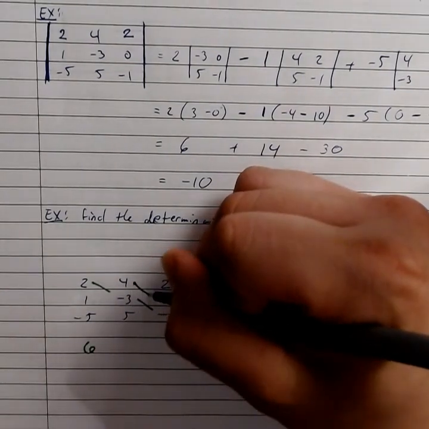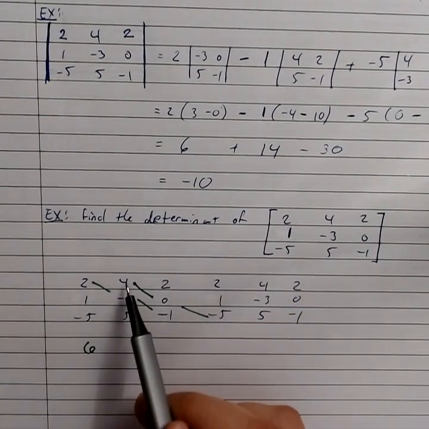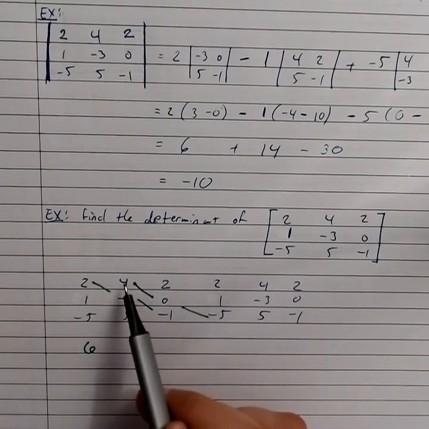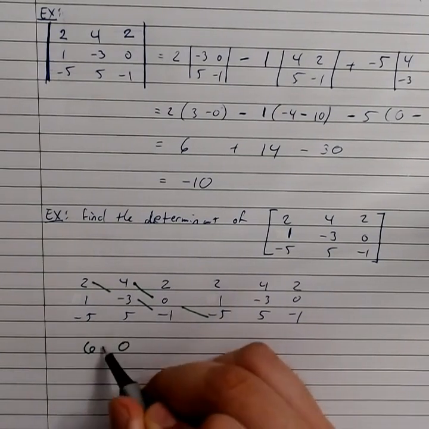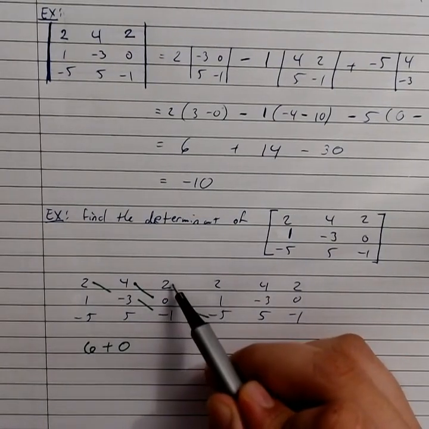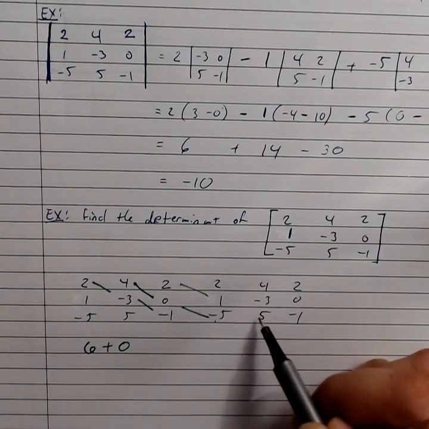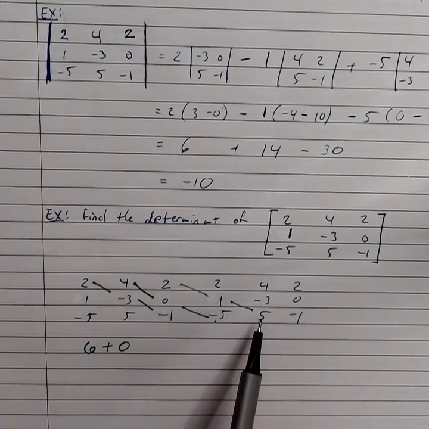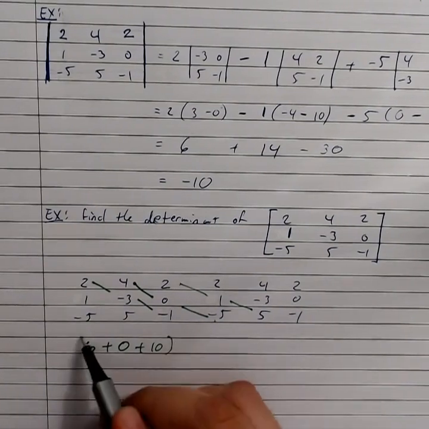So we're going to take 4 times 0 times negative 5. Notice, starting from this number, down and over, and then again down and over. All right, well, 4 times 0 times negative 5, that's just going to be 0. And we're adding those numbers. And then we're going to do it one more time right here. Starting from this number, down over 1, and then down over again. So that's going to be 2 times 1 is 2 times 5 is 10. Okay, so we're going to add all those numbers together.